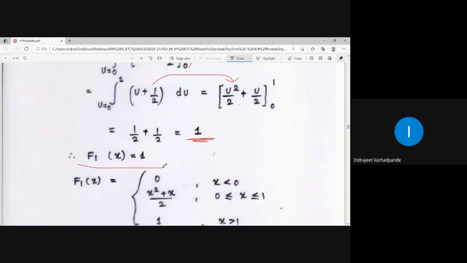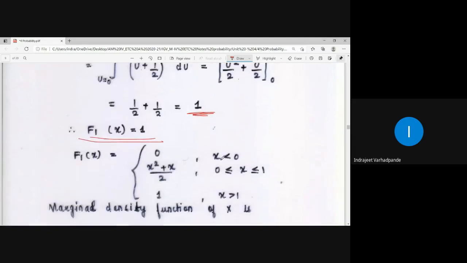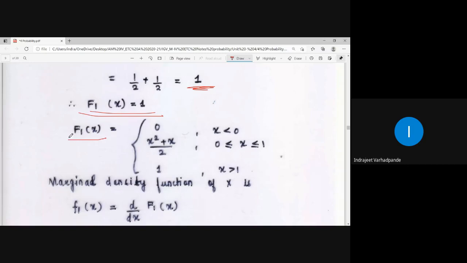So F1 of x is coming out as 1. So what is the way of writing down the distribution function for capital X as the random variable? F1 of x is, for x less than 0, the answer is 0. For the given range 0 to 1, the answer is obtained in the form of x square plus x upon 2, and for the value beyond this range, x greater than 1, your answer will be 1.